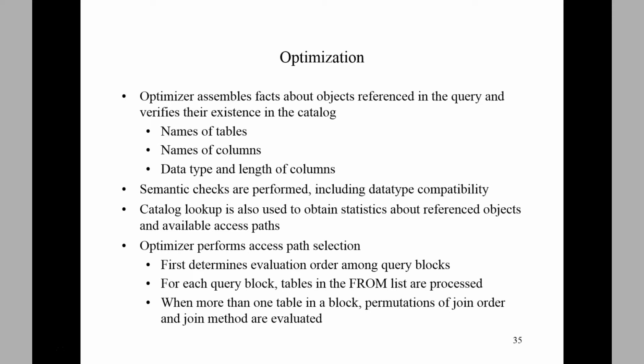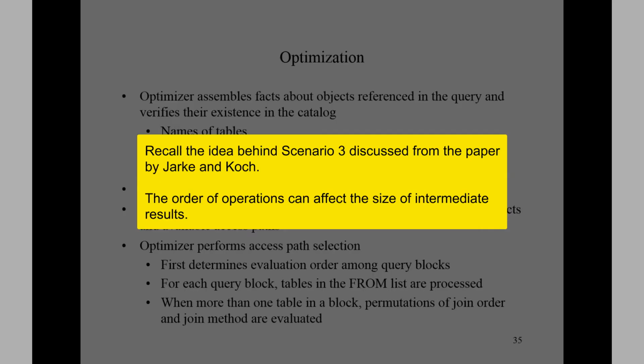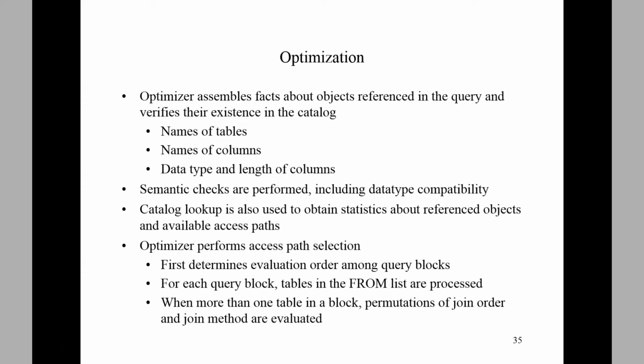The optimizer then performs the access path selection. It first determines the evaluation order among the query blocks, and for each query block, the tables within the from clause are processed. When there's more than one table in a block, permutations of join order and join method are evaluated. Go back to the paper that we referred to by Jarke and Koch, and remember that it is important that we join tables in a certain order, or we access tables in a certain order, so that subsequent steps have smaller quantities of data that will need to be operated on. This is what we're talking about in terms of permutation of join order.